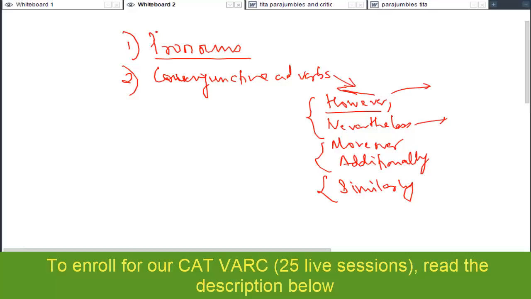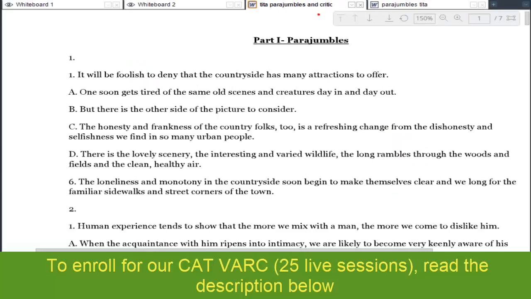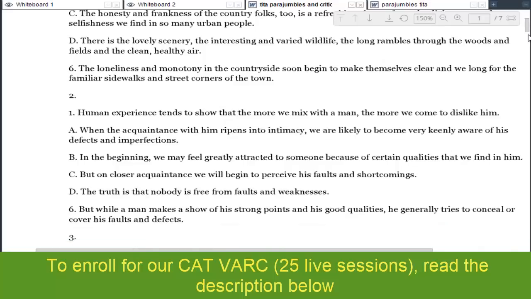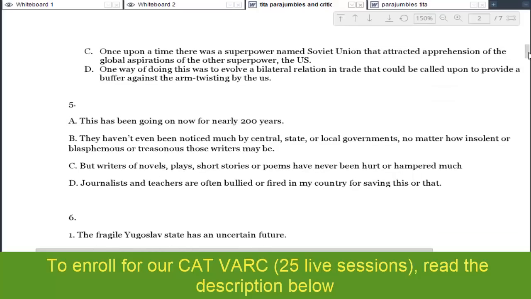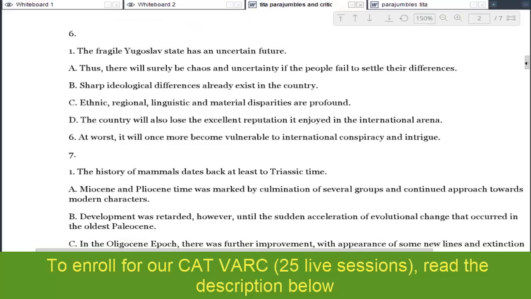So people, whenever you see pronouns, whenever you see conjunctive adverbs, when you see concluding adverbs, all these adverbs show that the sentences are somehow interlinked. Correct. So without wasting much time, let's go ahead and take the questions. And I would start with the questions that came in CAT 2017, because that is how we have to go ahead and face the real situation.